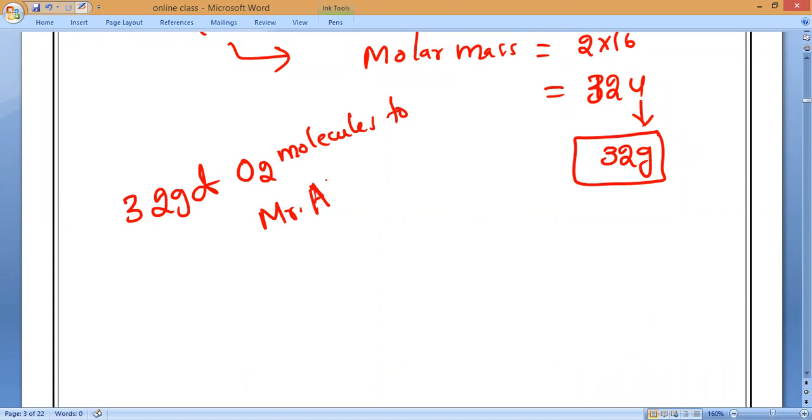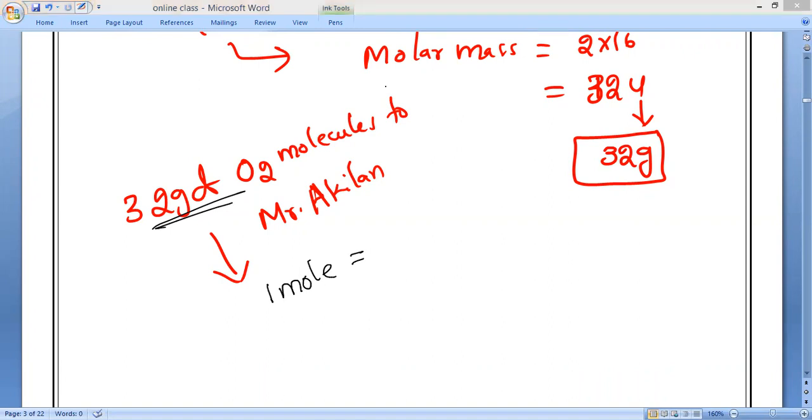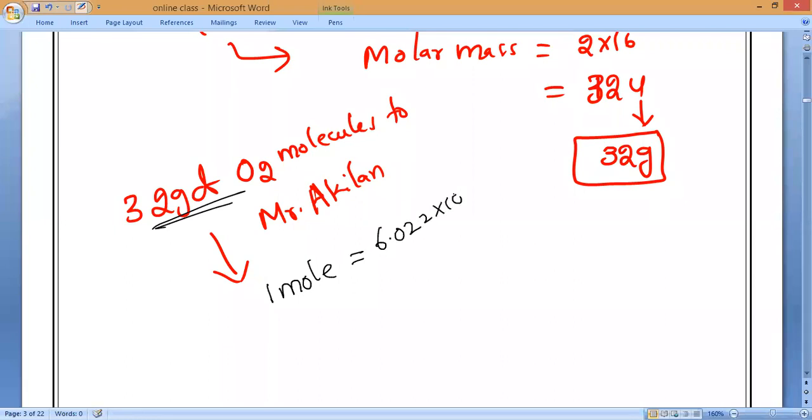So I will give 32 grams of oxygen molecules to Mr. Akilan. Now Akilan, tell me, which is equal to how many moles of oxygen? If I give 32 grams of oxygen to you, it is equal to 1 mole. Means how many particles will you count, Akilan? 6.022 into 10 power 23 oxygen molecules, O2 molecules.